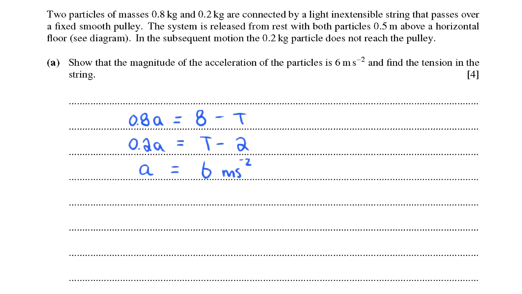To find out the tension, pick any equation. Let's choose the second one. The tension is going to equal 0.2 times the acceleration, and we'll take the 2 over, so then we're going to add 2. And so what we get for the tension is 0.2 times 6 is 1.2, plus 2 is going to be 3.2 newtons. All right, let's put our answers together, just so whoever's marking it can see them on the same line. Acceleration is 6. It's nice that it turned out to be 6 because they told us that it was 6.